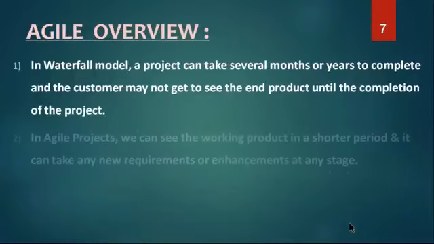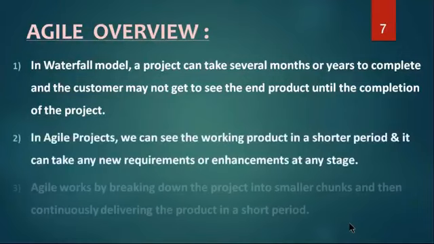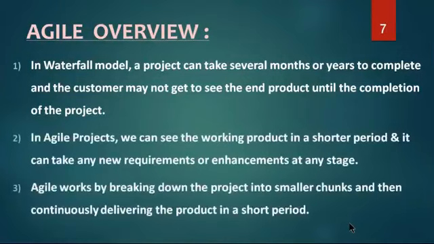If you look at the agile overview and SDLC overview, in the waterfall model, a project can take several months or years to complete, and the customer may not get to see the end product until completion of the project. Am I right, if you go with the waterfall model? Whereas in an agile project, we can see the working product in a shorter period, and it can take any new requirements or enhancements at any stage. At any stage, if clients request some changes, we are ready to modify.